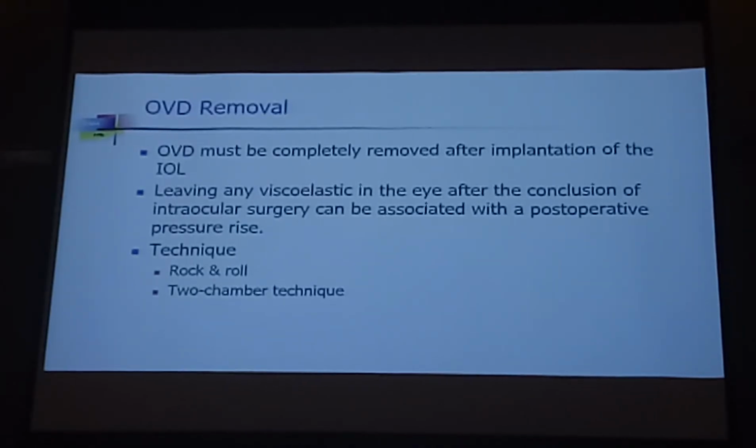How do you remove them? You can do a rock and roll method. That means you put your infusion pot on top of the IOL, and you rock it, and then you roll your infusion pot to and fro so that you can remove. I prefer the two-chamber technique. That means I go behind the IOL to remove the viscoelastic, and then go on to the front. But you have to be a bit careful, because sometimes the PC, especially those flimsy PC, can come to the pot very fast, and before you know it, you have a problem.